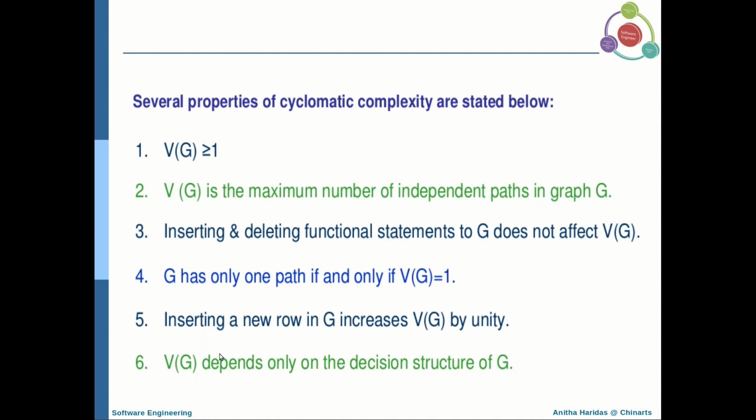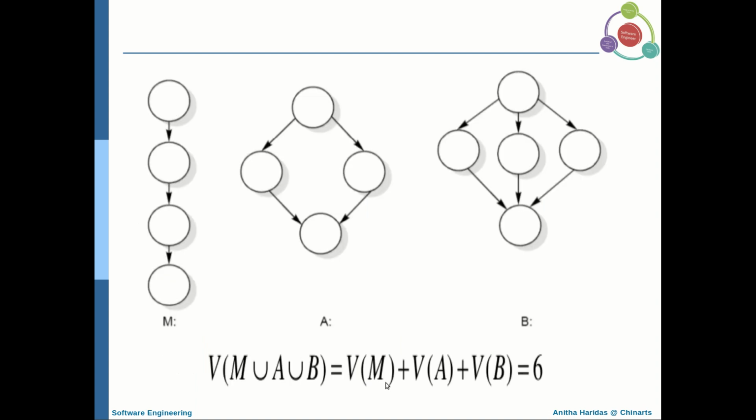So it says that the metric value depends only on the decision structure and not on the functional statement. That is why even if you insert or delete a functional statement, it is not going to affect the metric value. Whereas if you start adding a decision structure or removing a decision structure, obviously it will affect the metric value. So these are some of the properties you should know under the cyclomatic complexity.